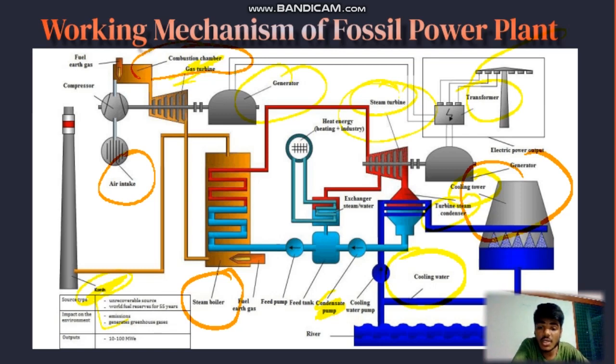This is how we discussed this whole mechanism of the fossil power plant in brief. These are the main components involved in the working mechanism of a fossil power plant. The plant harnesses the energy released from burning fossil fuels to produce mechanical energy, which is then converted into electrical energy through the generator. The cooling system and the condensate pump ensure an efficient and continuous operation of the power plant.